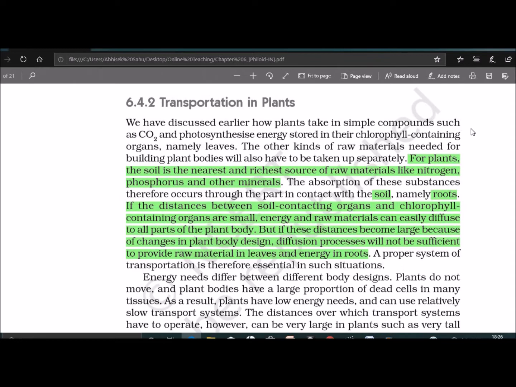Plants take in carbon dioxide, which is used in photosynthesis to store energy using their chlorophyll. Besides carbon dioxide, plants need other raw materials for growth. These raw materials like nitrogen, phosphorus, etc. they get from the soil by the process of absorption by roots. These raw materials need to be transported to each and every part of the plant, mainly to the leaves.